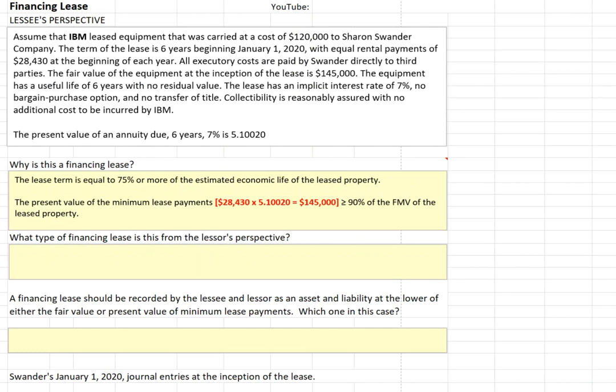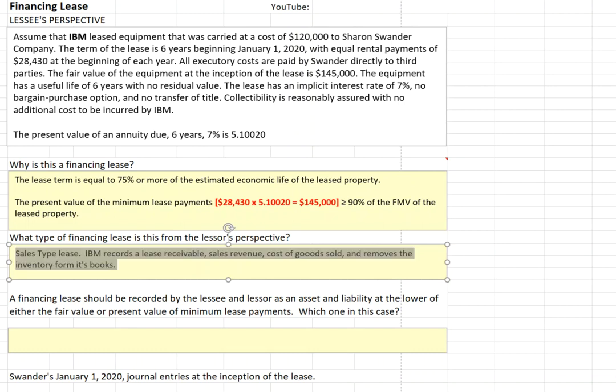What type of financing lease is this from the lessor's perspective? From the lessor's perspective, this would be considered a sales type lease, and IBM will record a lease receivable, sales revenue, as well as cost of goods sold, and remove the inventory from its books.